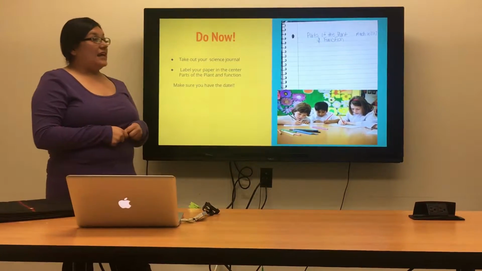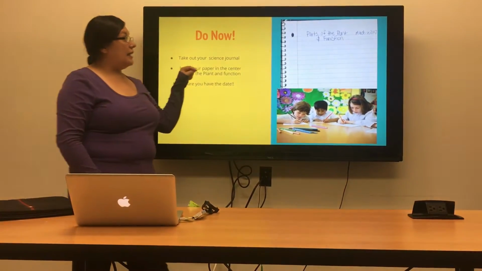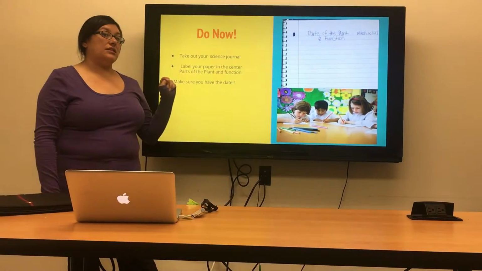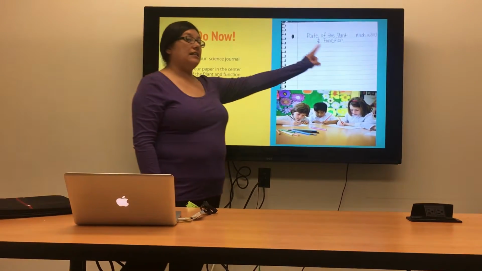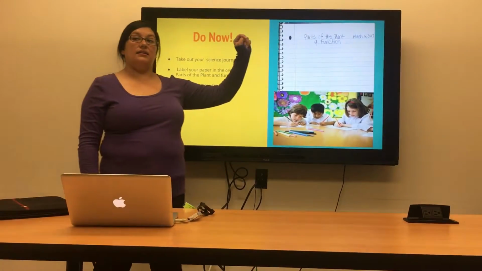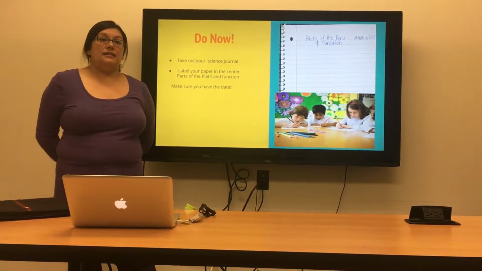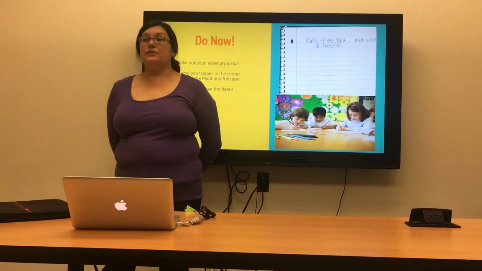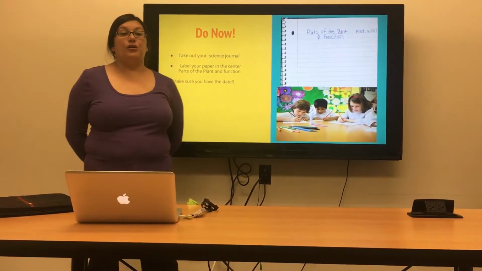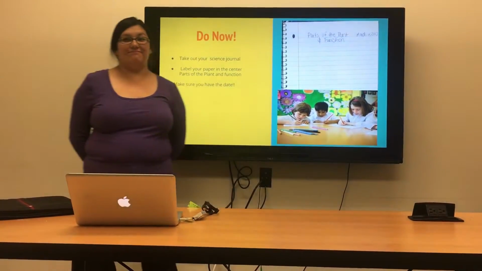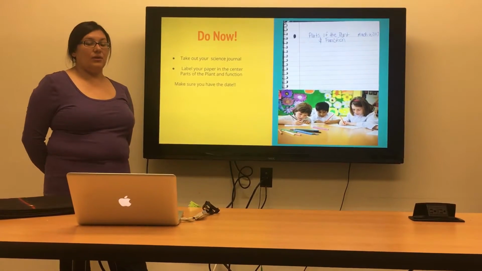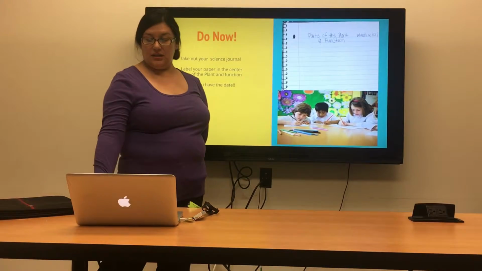I want you to go ahead and take out a clean sheet of paper, and I want you to label on the center of your page parts of plants and functions. And please make sure you have today's date, which is March 6, 2017. And I'll give you a minute. As soon as I see pencils and eyes on me, I know you will be ready. Okay, it's time to move on.